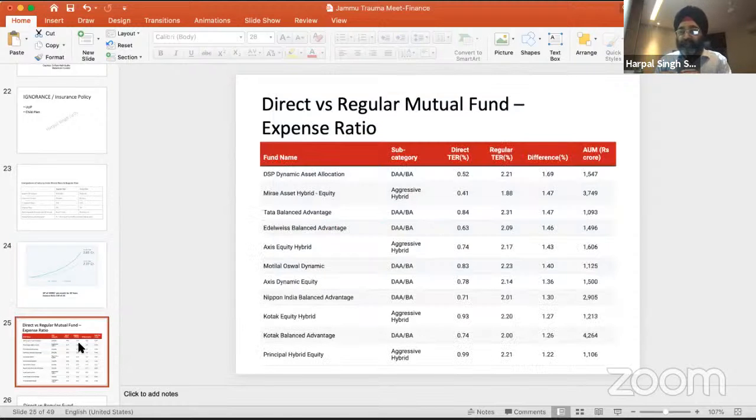And I am not getting the information out of nowhere. These are a few commonly used famous funds. Look at their expense ratio. डायरेक्ट में 0.52, रेगुलर में 2.21. इसमें डबल भी नहीं है, इसमें 1% का भी डिफरेंस नहीं है. 1.7% डिफरेंस है. यहाँ 0.41 या 1.88, 1.47 का डिफरेंस है. These are just a few and you will find it in every fund.